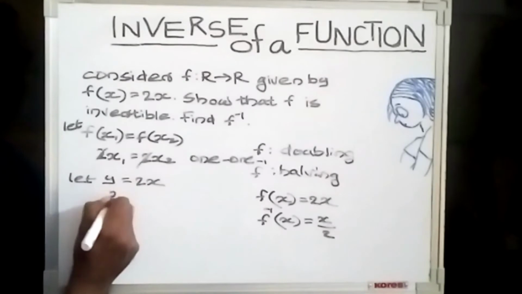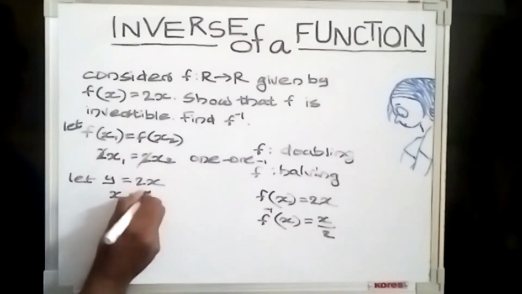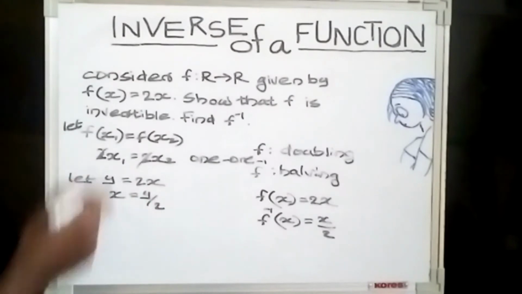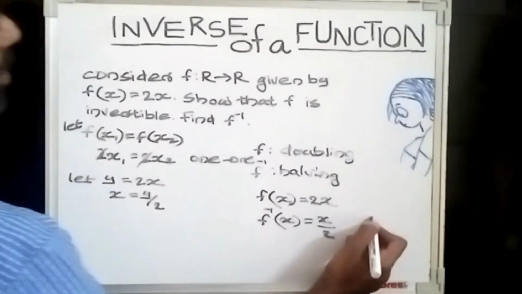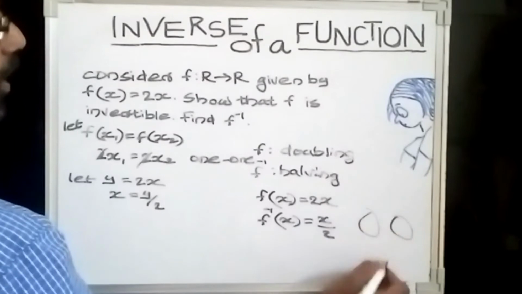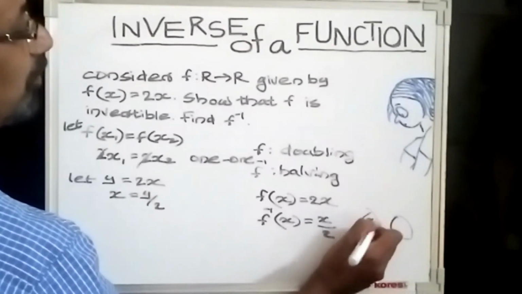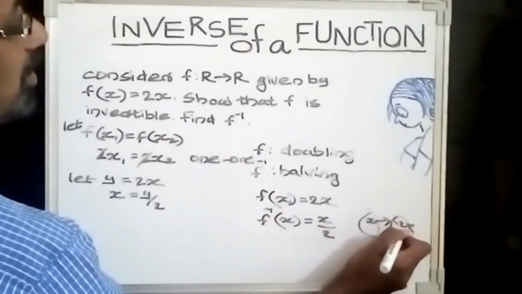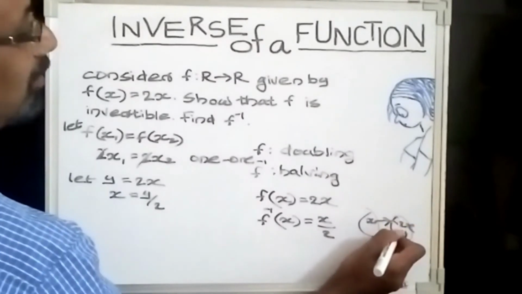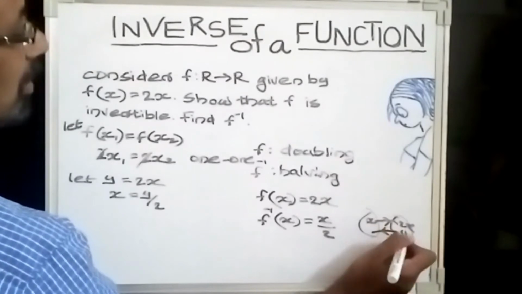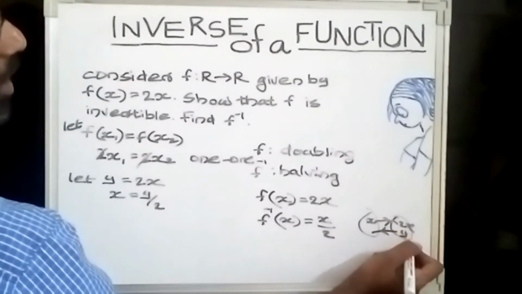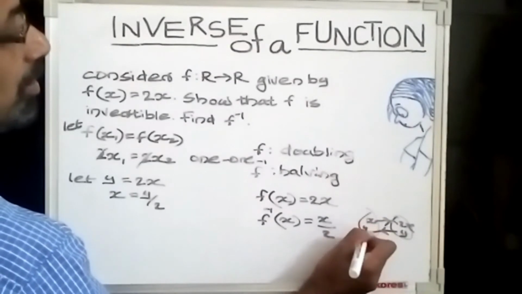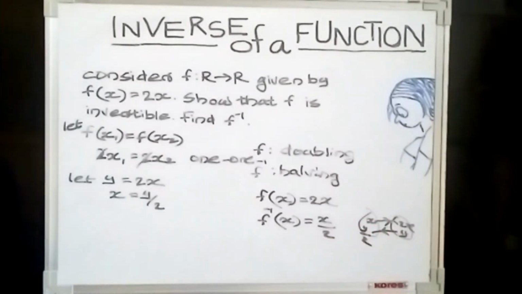Then we have x equal to y by 2, which belongs to R. That is, if there is an x in the first set, its image is 2x. And if there is a y in the second set, the image of y under f inverse is y by 2.